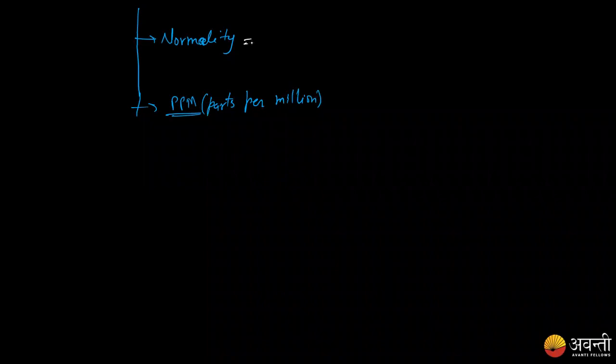Now, talking about normality. Normality is also known, in some books, as formality. Formality and normality are pretty much similar. So, what is normality? Normality is the number of equivalents per liter of solution.